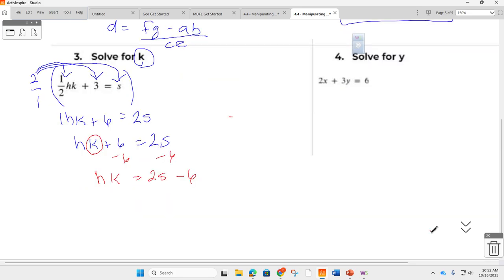The k is going to be by itself. What do I do? What's my last step to get it by itself? Layla? Yeah, we divide everything by h. So that's k equals 2 times x minus 6, all divided by h.